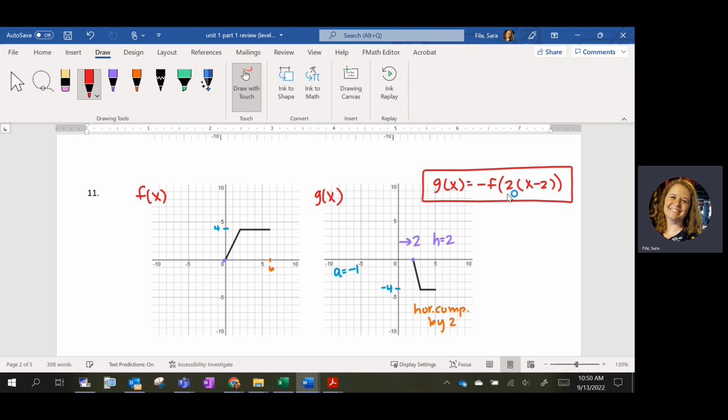And again, you're not going to have the horizontal compression on the test, so you won't have to ever worry about those double parentheses on our tests or quizzes.